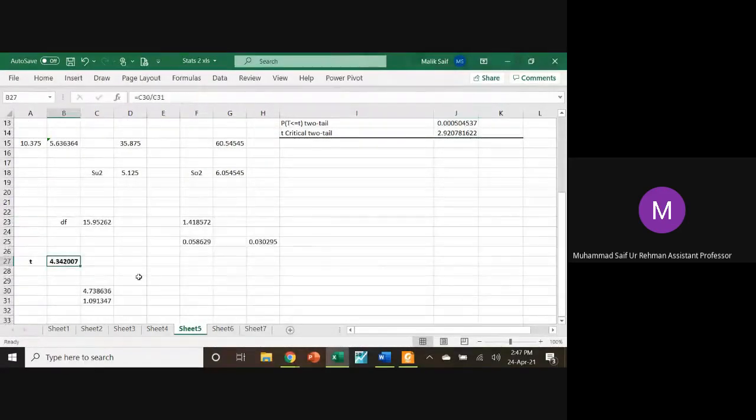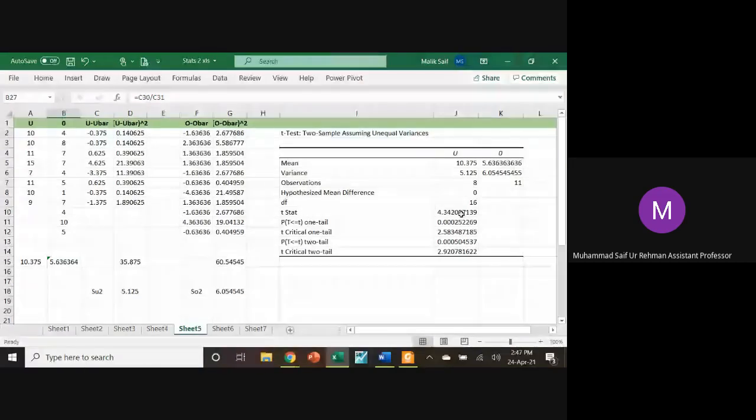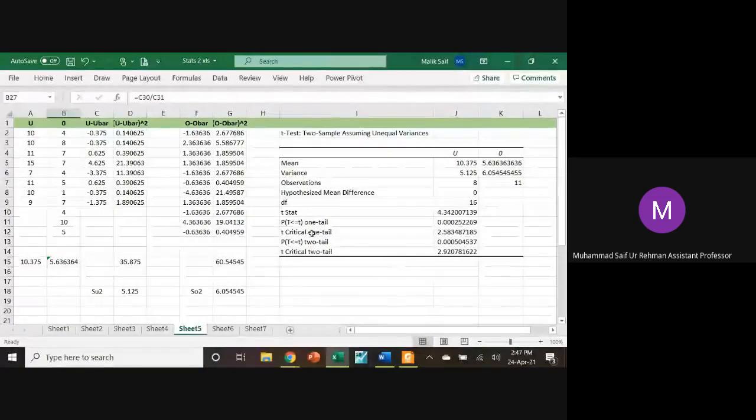4.342, we have found it manually. So the same answer is there. Then one tail. So the probability for one tail, I have said, is approximately 0.0005.